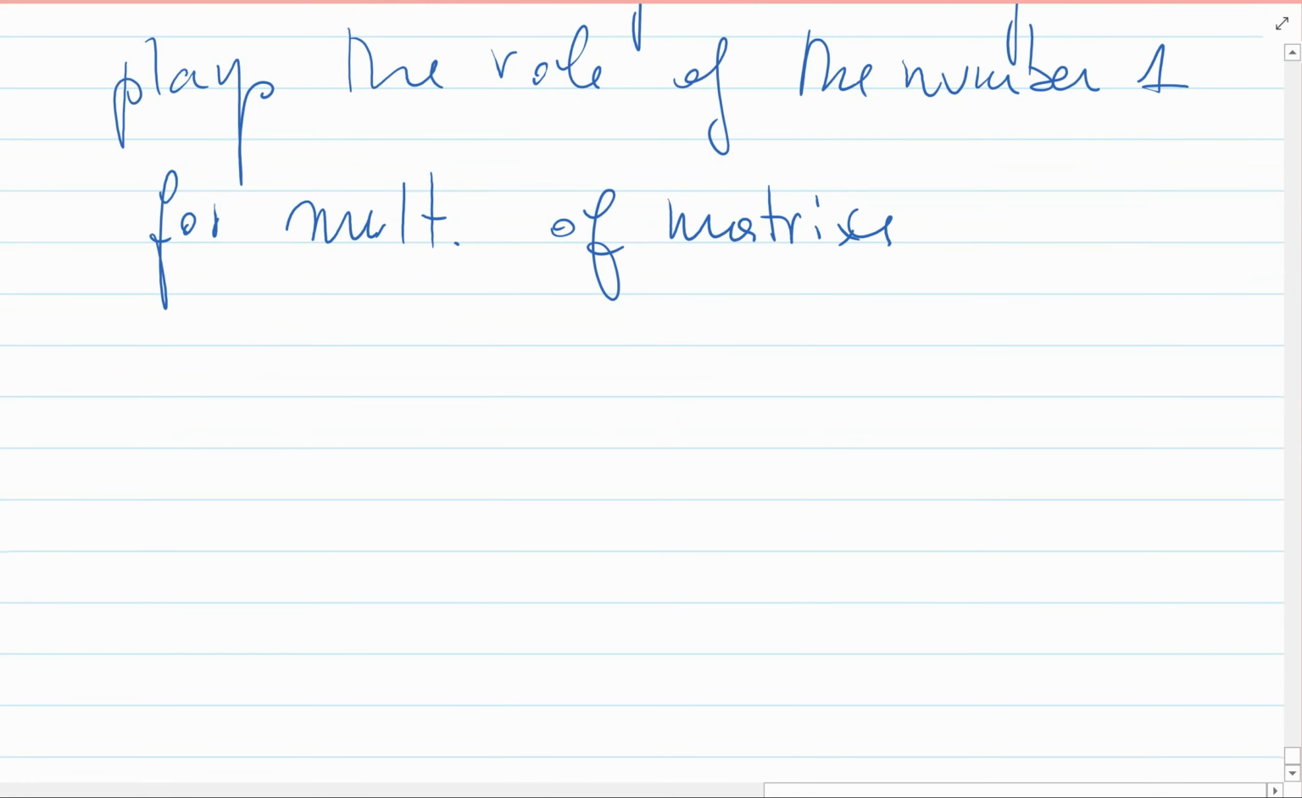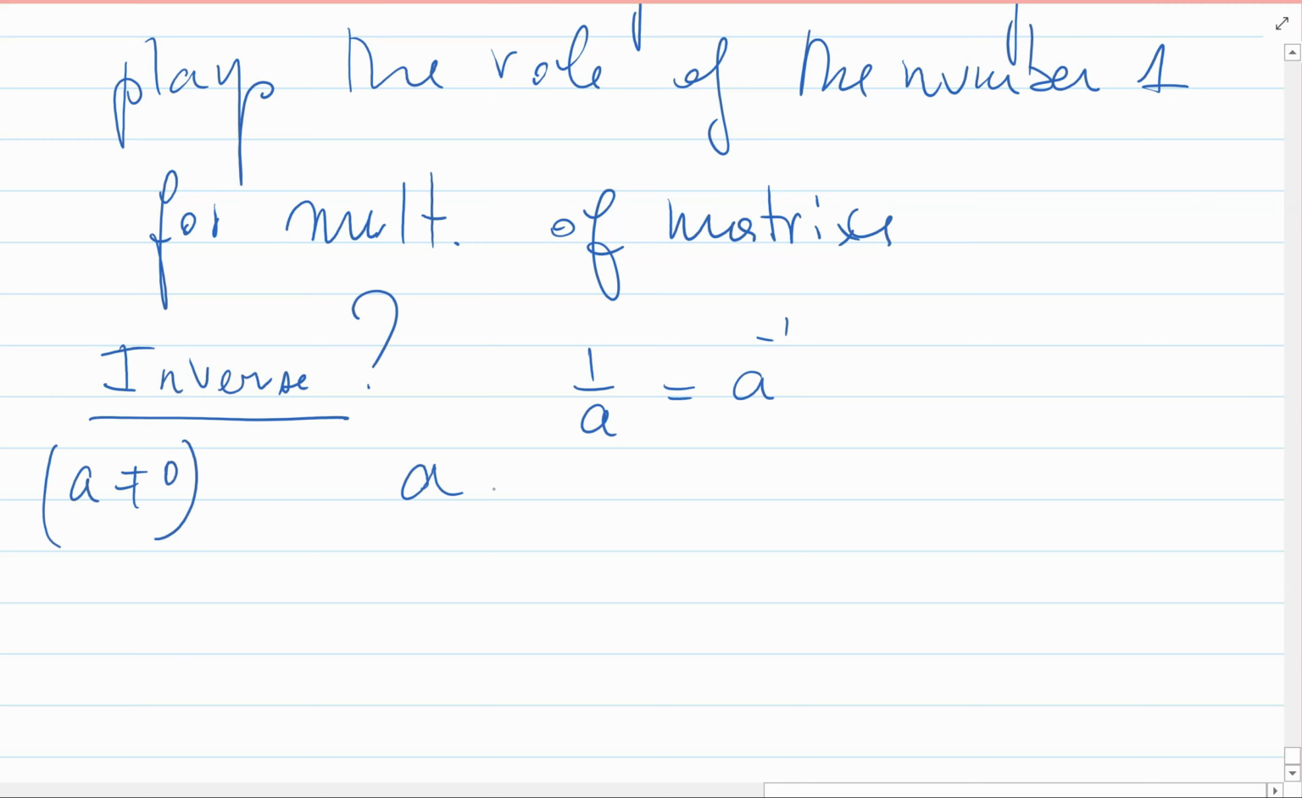So how do we define the inverse? Okay, how do we define the inverse? So first of all, let's go back to the real numbers. So what do we have? We have 1 over a, which can be written as a to the power minus 1. But what defines this number? This number is defined as the number such that, of course, a cannot be equal to 0, such that a times 1 over a gives me 1, that famous unit. So we can write this as a times a inverse equals 1, right?